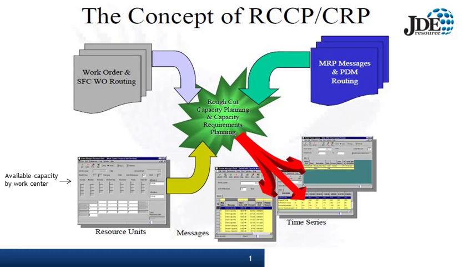Also, resource units. Resource units are based on the setups that are in your work centers: machines, people, hours per day, shifts. Then your outputs are going to be your messages, your overload and underload, your work center load and query, and your period summary. We'll get into that in just a minute when we go into the application.